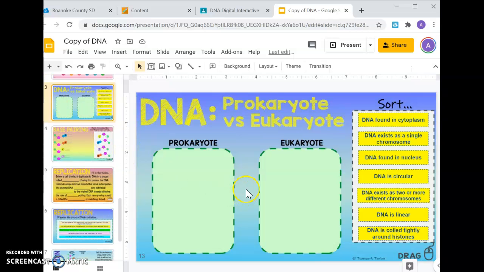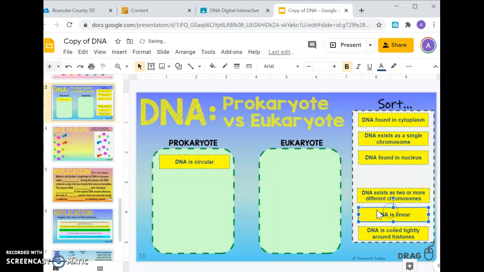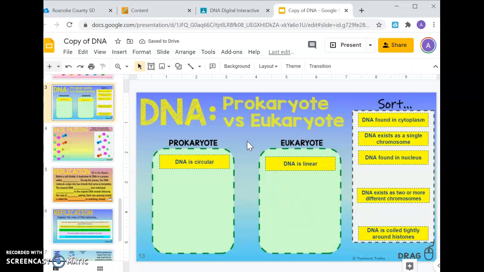All right, on the next slide, we're going to be comparing prokaryote. Remember, euky, nuky, pro, no. So prokaryotes are bacteria, eukaryotes are animals and plants, and anything that's not a bacteria. So like in bacteria, for example, their DNA is circular shaped, whereas ours is linear. All right, so you're going to take the rest of these, and you can even use prior knowledge, or you can go ahead and Google if you don't know, and sort that information.